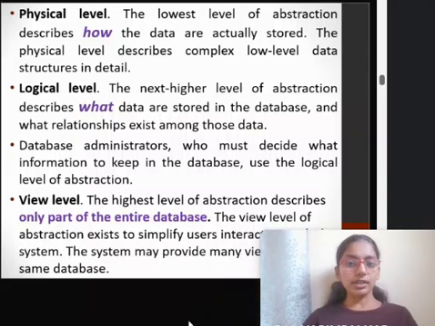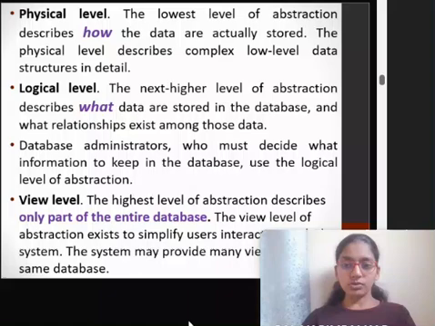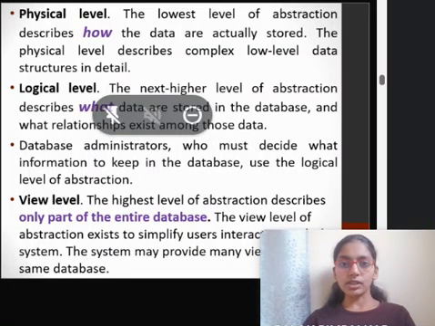Logical level. The next higher level of abstraction describes what data are stored in the database and what relationships exist among those data. Database administrators, who must decide what information to keep in the database, use the logical level of abstraction.